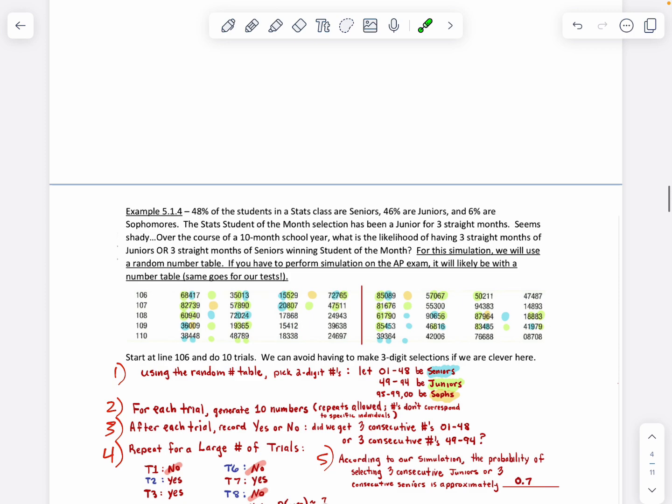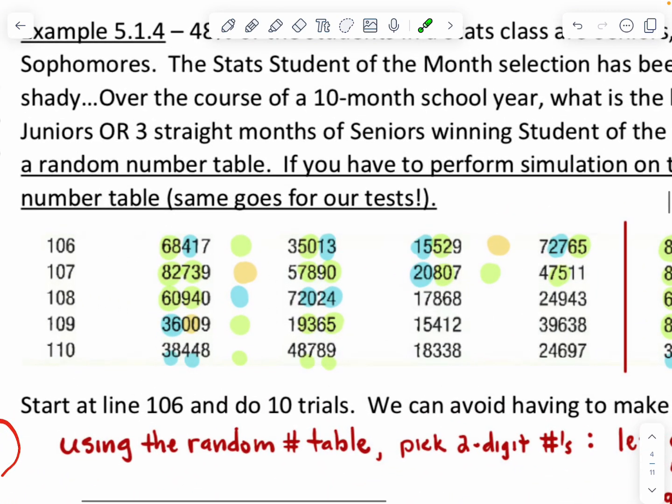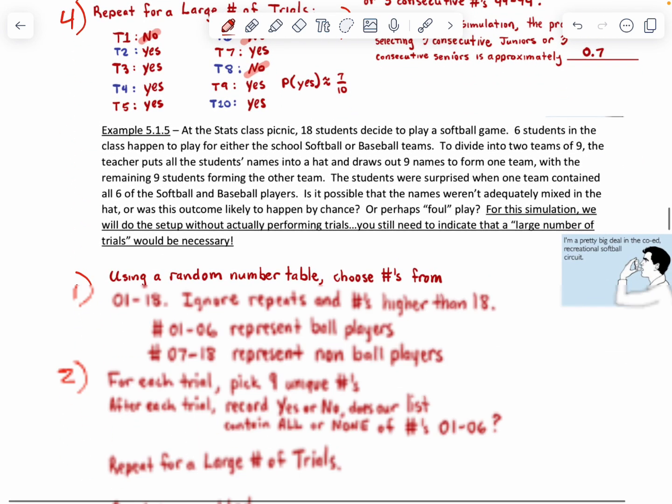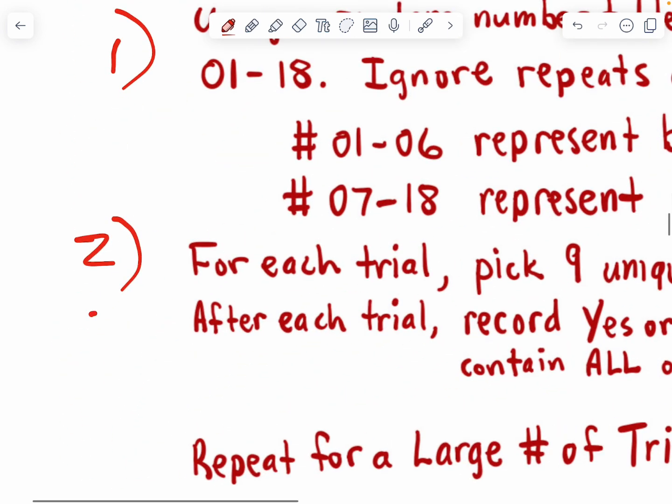Let's pretend up here that I'm using this. 68 is irrelevant, 41 is irrelevant, 73 is irrelevant, 50 is irrelevant. It looks like my first person I'm calling would be person 13, who is a non-baseball player or softball player. And I would continue looking at my list until I had 9 numbers that were between 1 and 18. And then I would look at them and decide, do I have all 6 on the baseball or softball team?